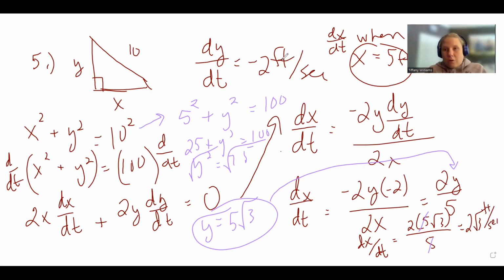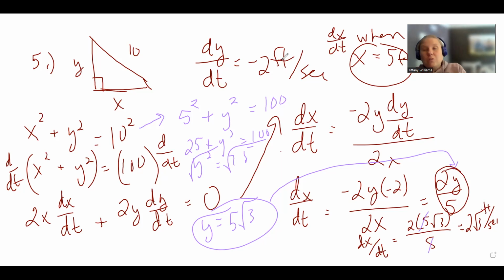Okay, so let's talk our way back through this problem. With this problem, I labeled everything that I knew. I set up a Pythagorean theorem, so I had x squared plus y squared equals 10 squared after I drew my picture. Took the derivative with respect to time, ended up with this statement. And because I didn't know what y was, I went back and solved that Pythagorean theorem equation for y, because I needed to know what y was when x was 5. And then that gave me enough information to plug this in.